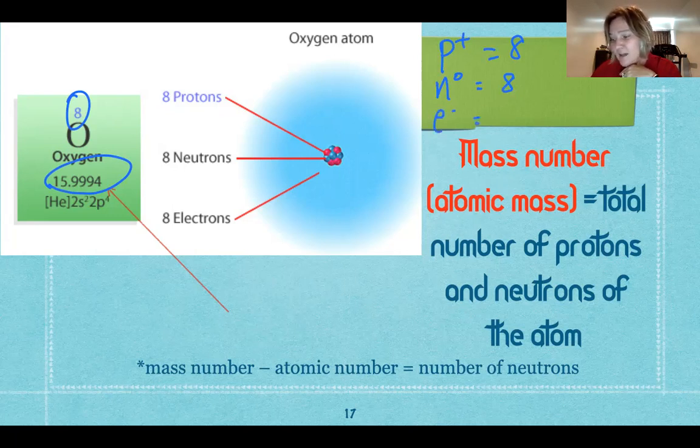Now, what about electrons? How do I know how many electrons there are? Well, an atom is electrically neutral. So that means that if an atom doesn't have a charge overall, but it's made of little pieces that have a positive and negative charge, in order to be neutral overall, it has to have an equal amount of positive and negative charges. So if it has 8 protons, it must have 8 electrons as well. And I will give you a worksheet to practice calculating this.